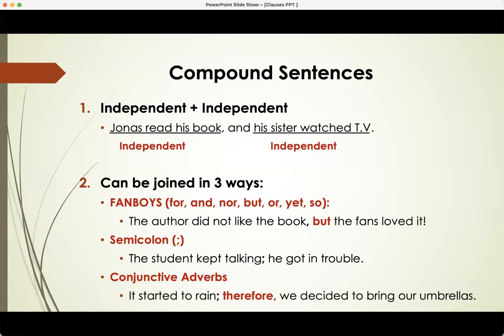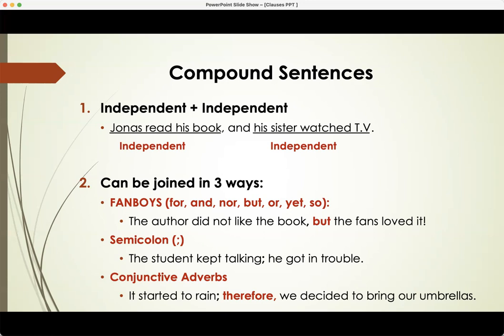So when you see one of these coordinating conjunctions connecting two independent clauses, automatically you can safely assume that it's a compound sentence. In this example we have, the author did not like the book, but the fans loved it. So the author did not like the book is an independent clause, the fans loved it is also an independent clause, and they're joined together by but. Now the thing to remember here is, when you use a coordinating conjunction, you must use a comma beforehand.